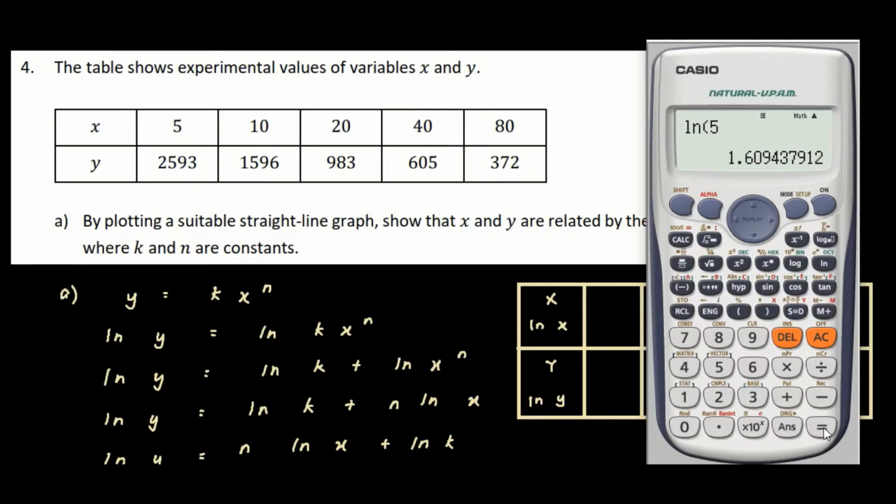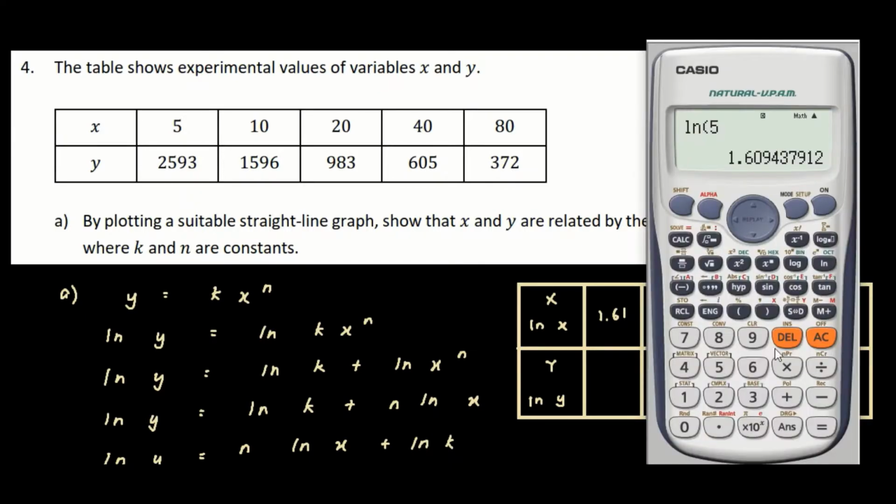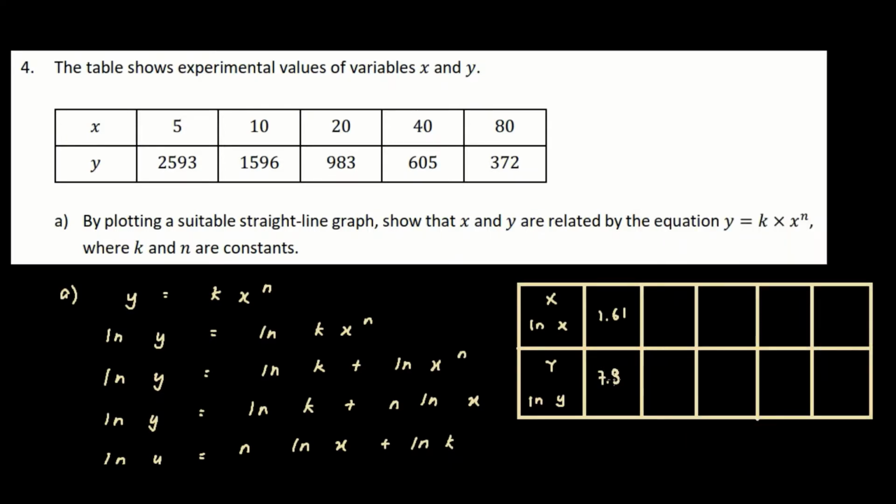Maybe let us just do three significant figures here. So 1.61. Same thing for your value for y. So natural log of 2593 will give you 7.86. You can use the same method to find all the other values, which I will just write down my answers here. So please try to check it by yourself. Do not try to copy.